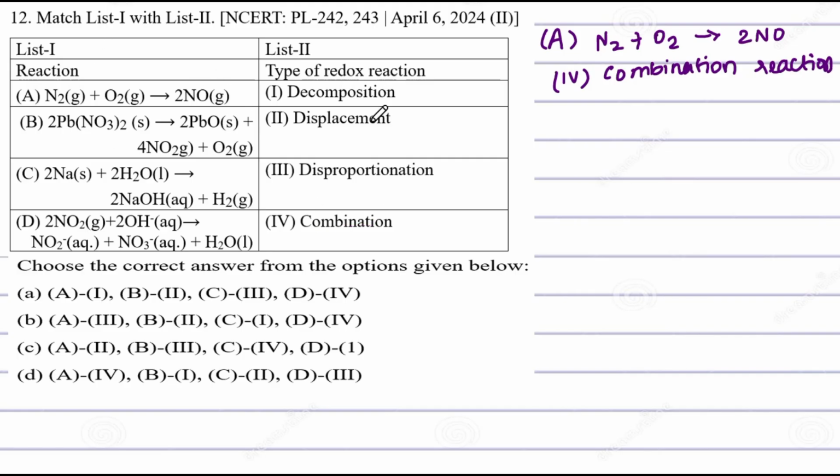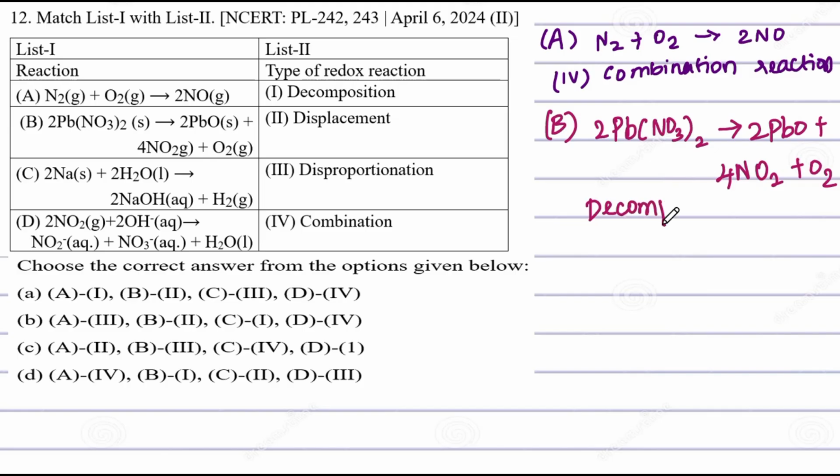Then going to the next option B, 2 PbNO3 twice gives 2 PbO plus 4 NO2 plus O2. So, in reactant side only one compound is there, but in product 3 compounds are there. A single substance decomposing into 2 or more substances is called a decomposition reaction. So, option B is decomposition, which is option 1.